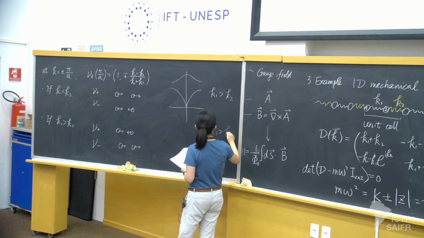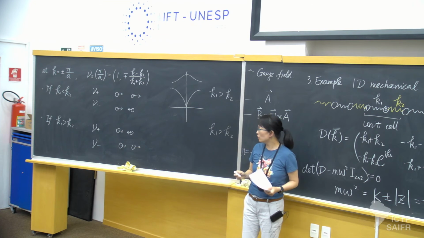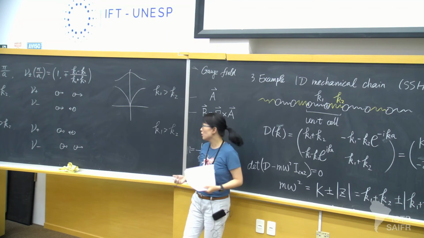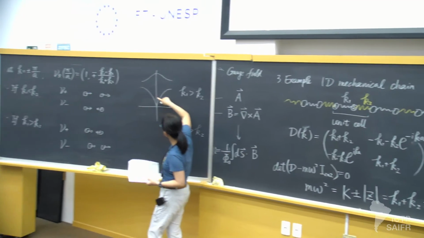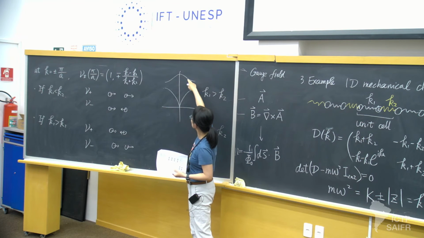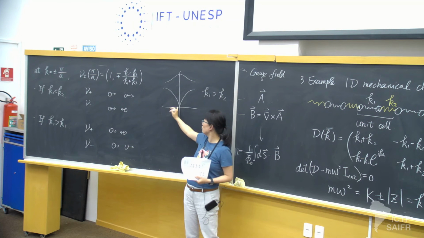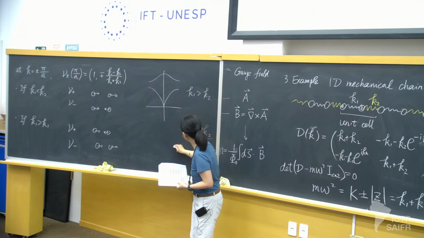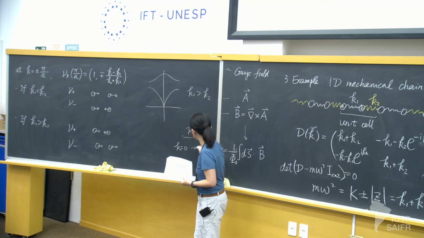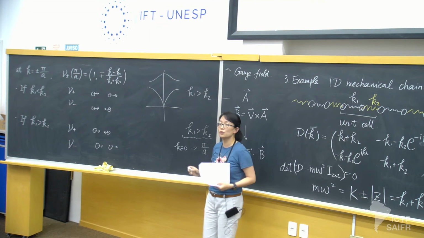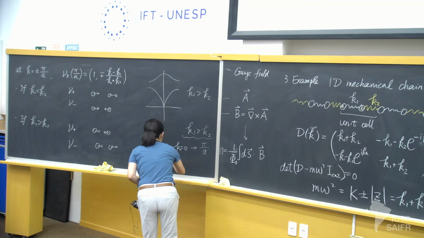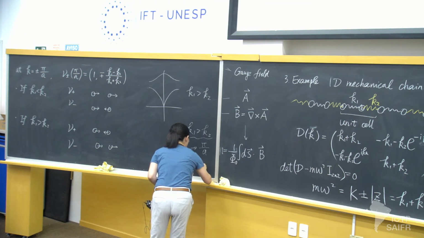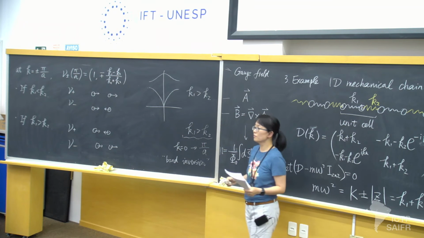K1 greater than K2 case, by looking at the eigenvector, what you see is that this band becomes this band, and this band becomes this band as you go from this point to this point. For this case, as you go from K equal to 0 to the edge of the Brillouin zone, there is this so-called band inversion. Okay?